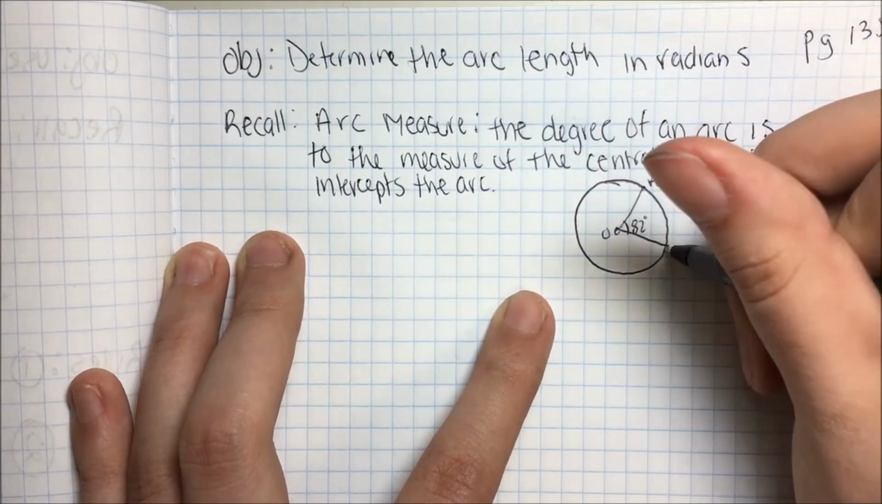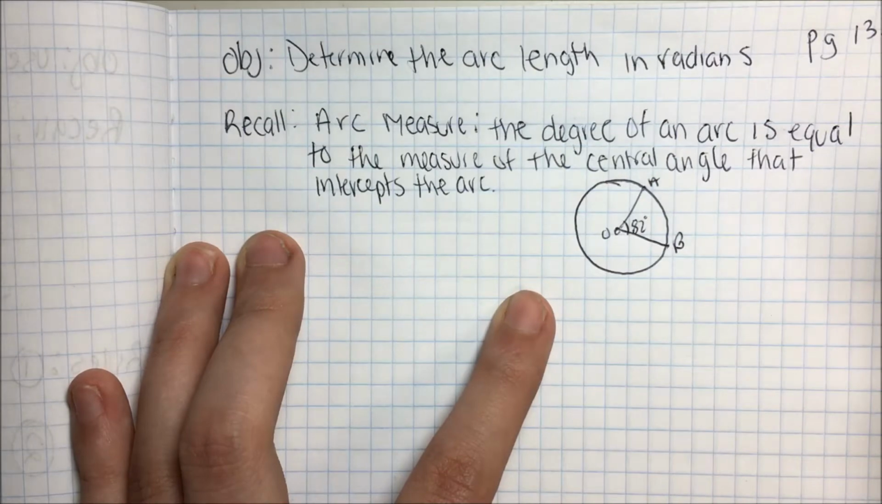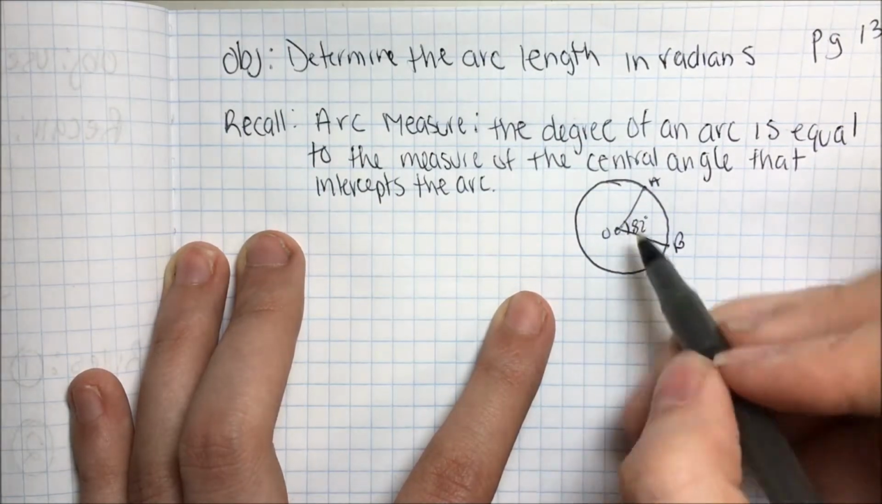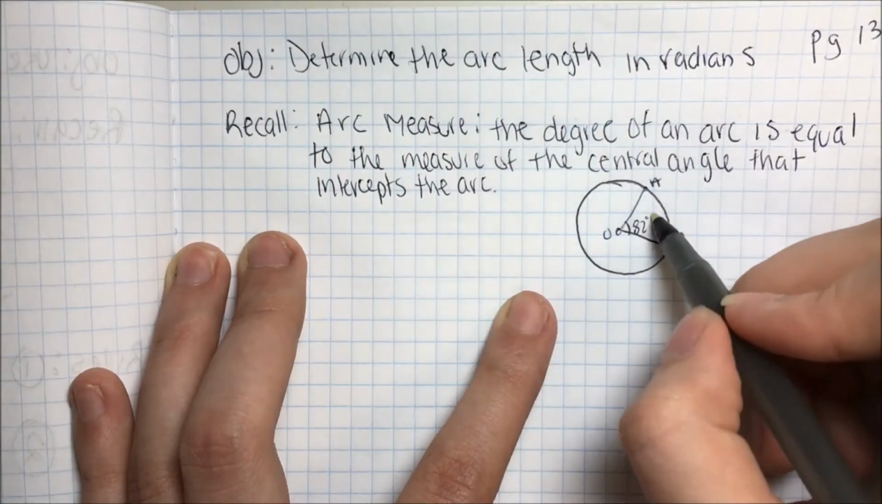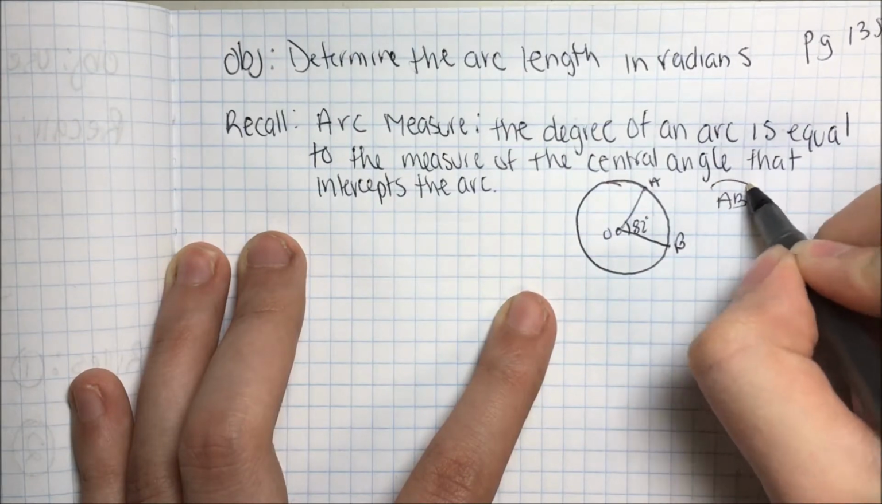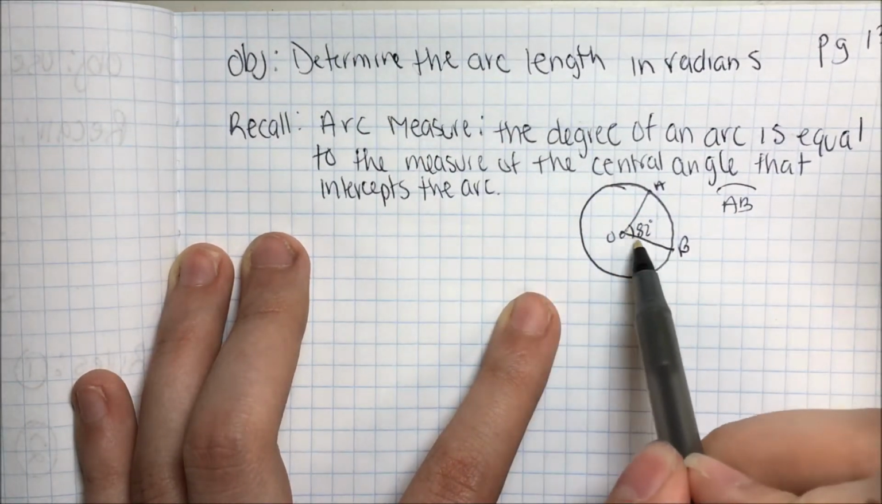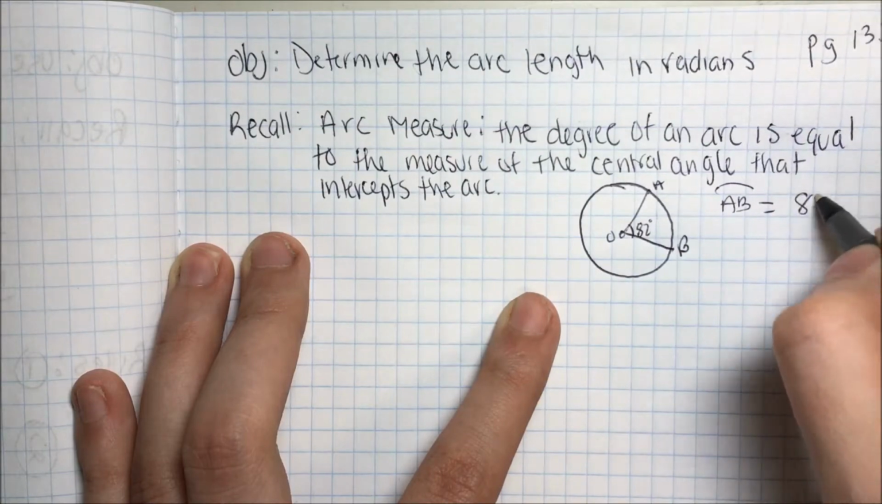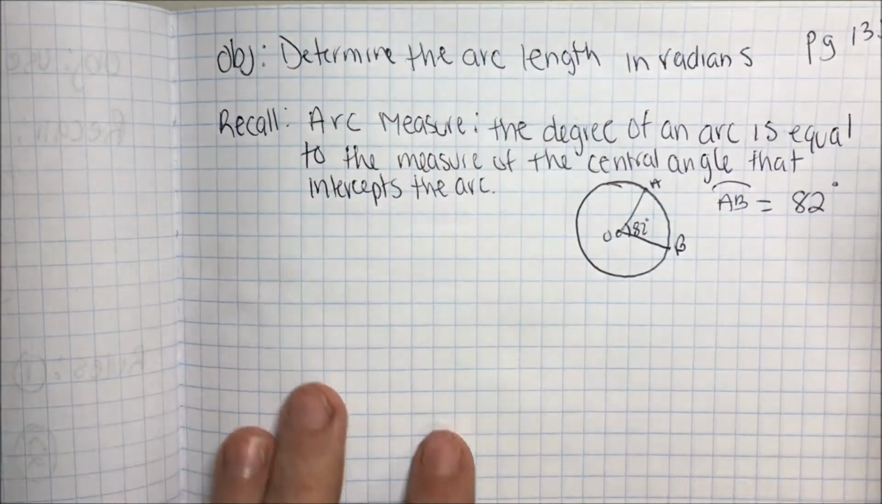This is point A and point B. So I said that our central angle is 82, so that means that our arc AB is equal to our central angle. So this would be also 82 degrees.